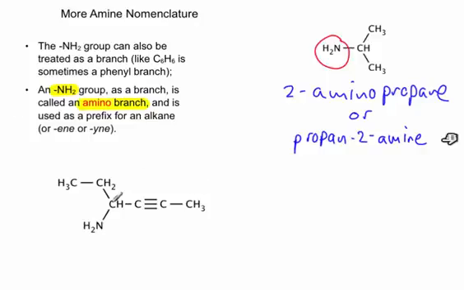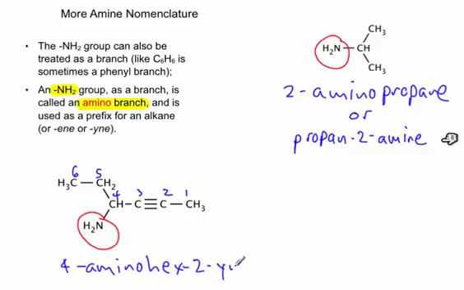We can treat this as an amino group, and we would number the carbons accordingly, 1, 2, 3, to minimize the triple bond. We number this way, and so what we have is a hexane. That's a 6-carbon chain with a triple bond, so it's a hexyne, and we have an amino group on carbon 4, so it becomes 4-amino hex-2-yne. Okay, so that's treating the NH2 group as an amino group, and typically it's only an amino group when it's an NH2 attached. You would not see this with secondary or tertiary amines.